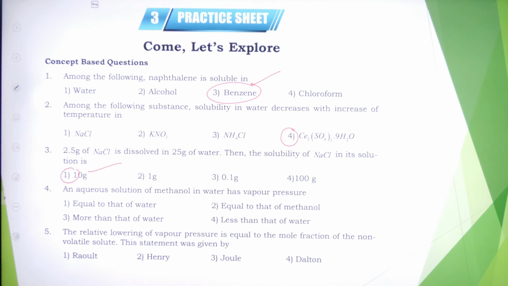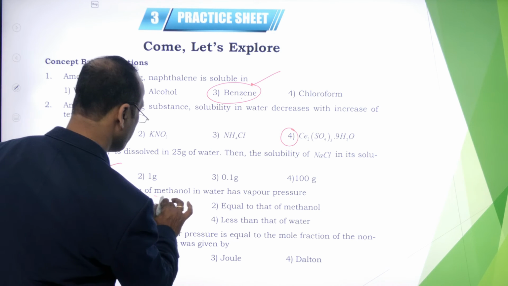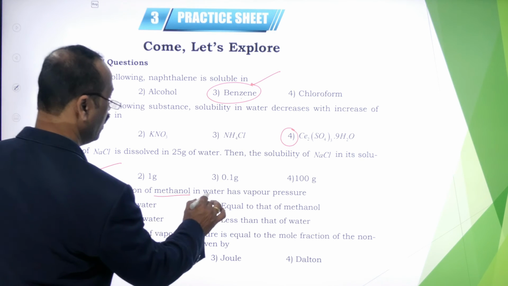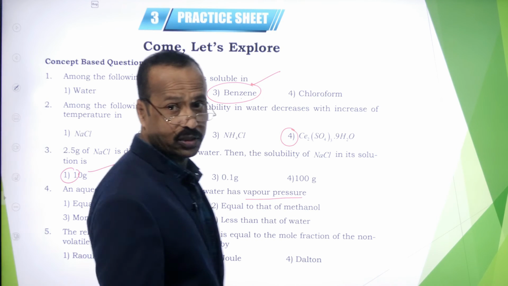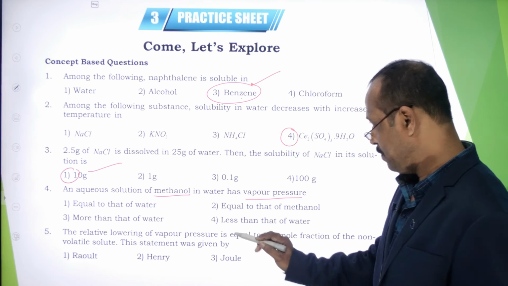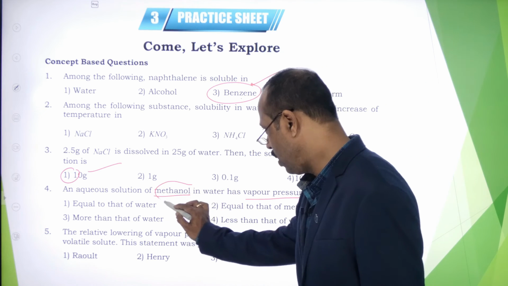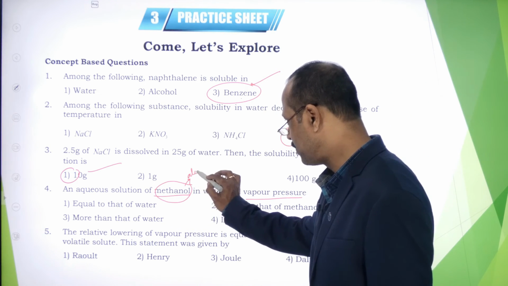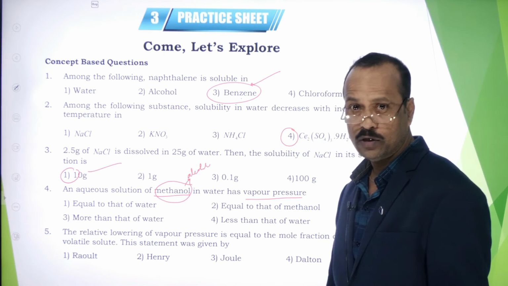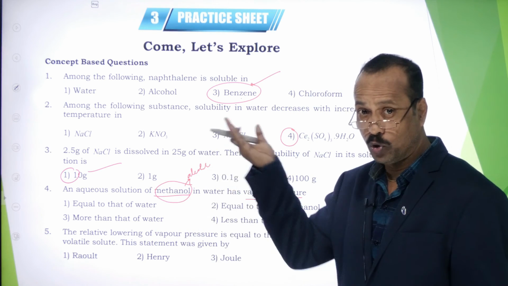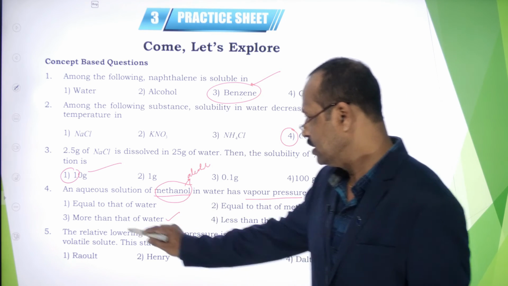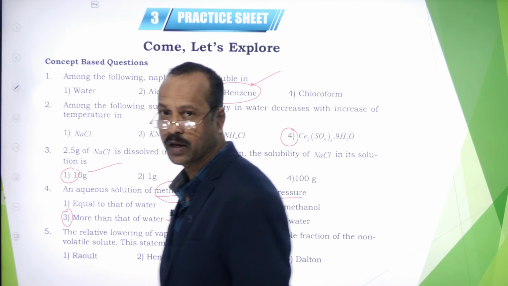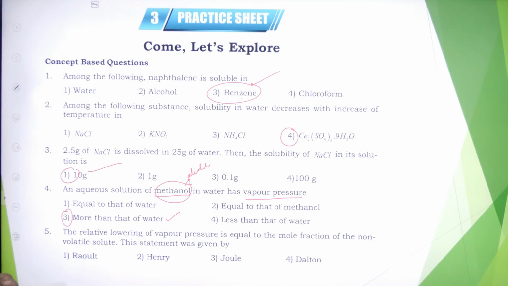Now the next one, the fourth question: an aqueous solution of methanol in water has a vapor pressure. Just now I told you that methanol belongs to the alcoholic group, so it is more volatile. So here the answer is more than that of the water. So the option is 3. Check, students, fast.